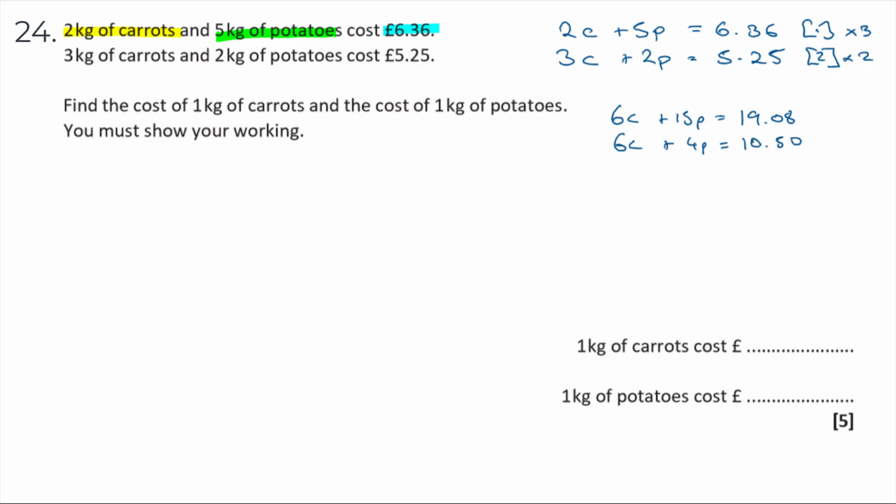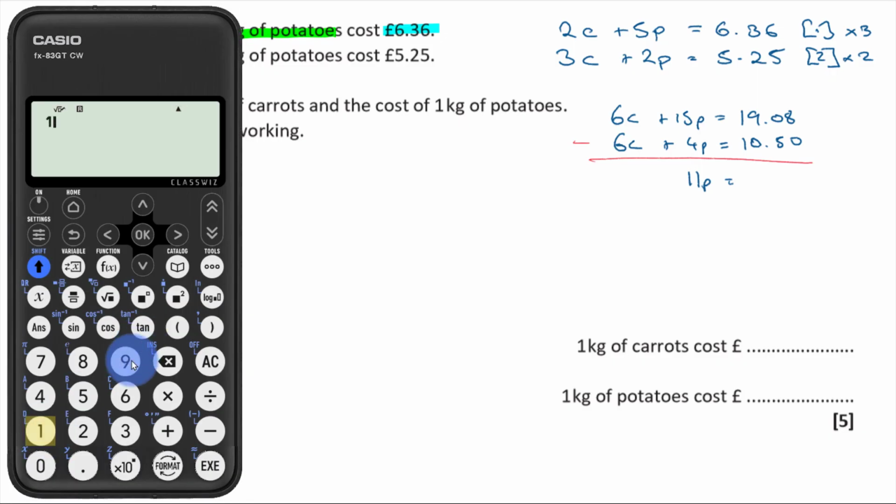Okay, so then we're going to eliminate C by subtracting, aren't we? So if we subtract those, take the second equation away from the first, then 6C take away 6C is no C, 15P take away 4P, that's 11P, and 19.08 take away £10.50. Oh, don't be a hero, just type it in. £10.50, that comes to £8.58.